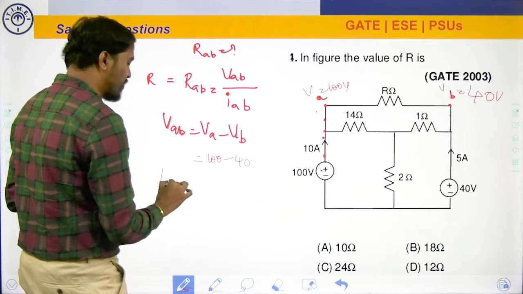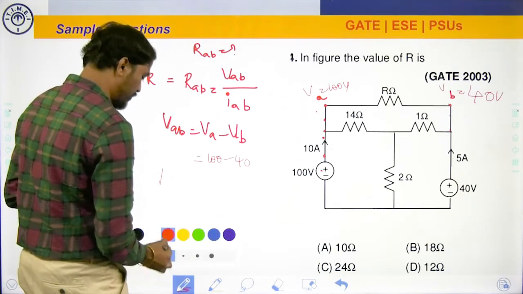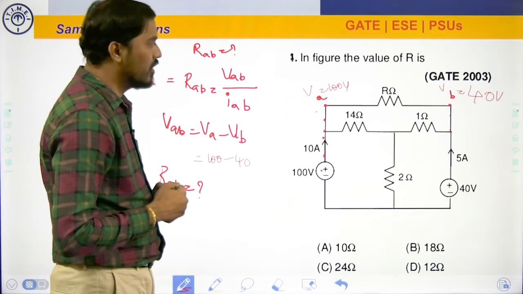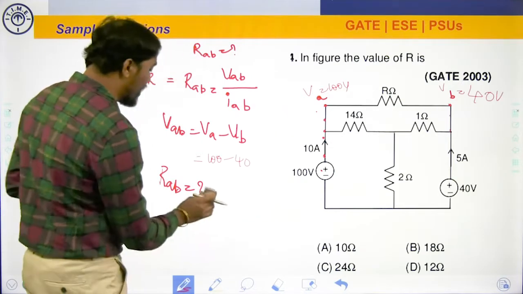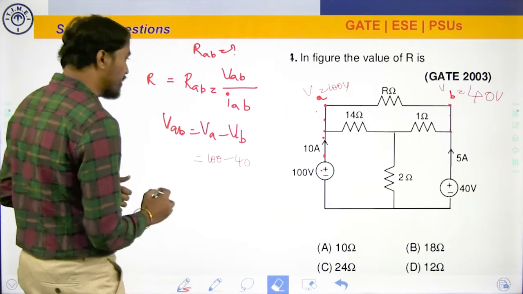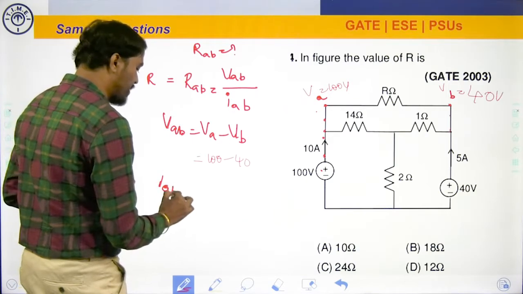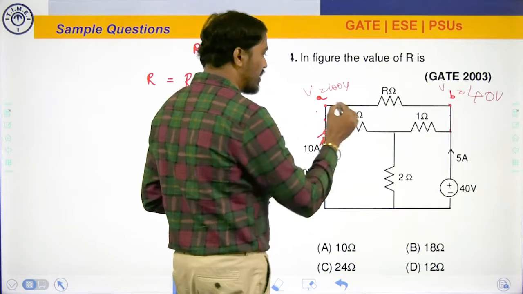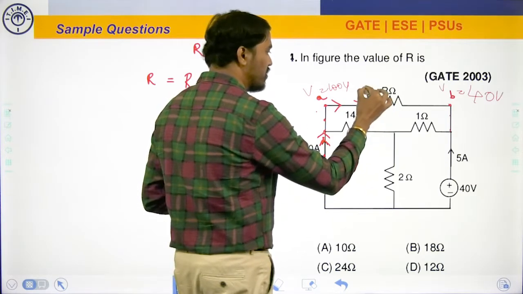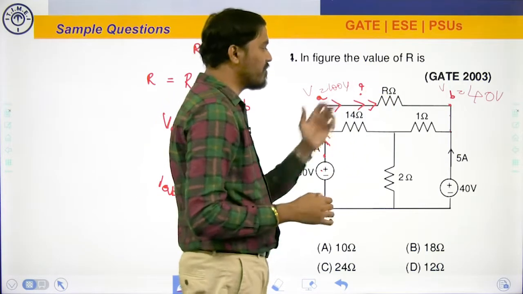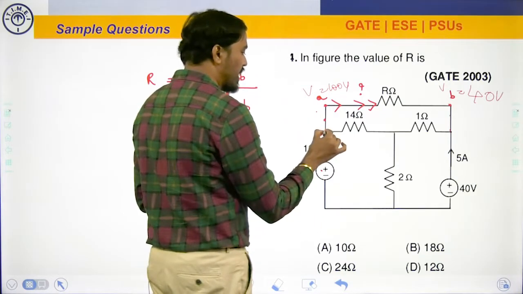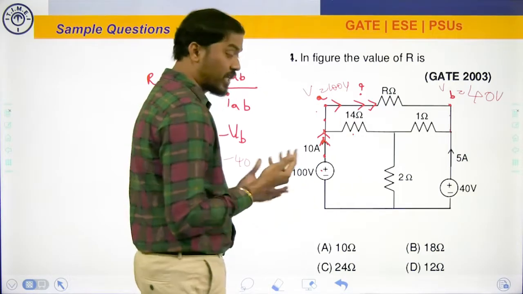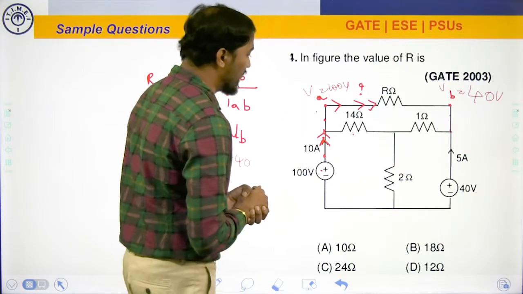Next, RAB is what I want to know. I have to find out IAB now. I already calculated VAB, now I have to find IAB. Let's see, what's the current here? 10 amperes. Now I have to find out the current through this path, the question mark. Until and unless I know current through the 14 ohm resistor, I cannot calculate it. Now, how to calculate it?